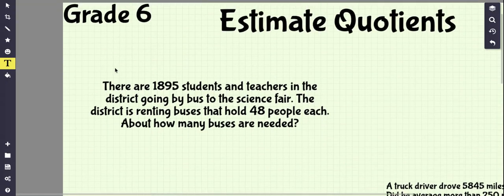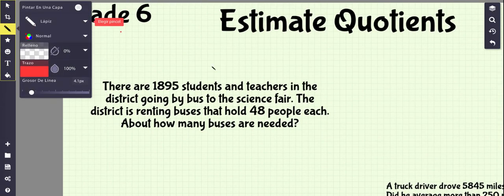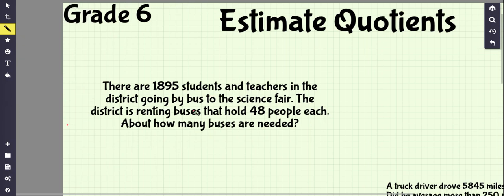Alright, so let's try this word problem over here. There's 1,895 students and teachers in the district going by bus to the science fair. The district is renting buses that will fit 48 people each. But how many buses are needed?